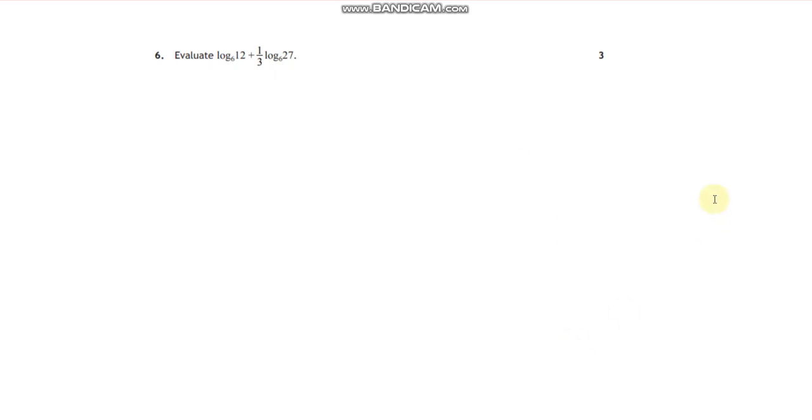So I think question 5 was a nice couple of marks, and this is again a really good one to work on your logs. Excellent marks to be had here, and we're going to go through our log rules. So very quickly, just remind yourself, what is a log? That is a log. I could rewrite that as 10 squared is 100.